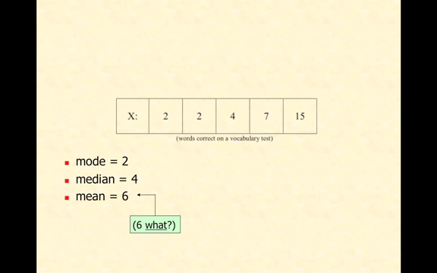Again, it's extremely easy to lose track of what it is that the numbers stand for. Always relate your data back to what it represents. 6 what? 4 what?